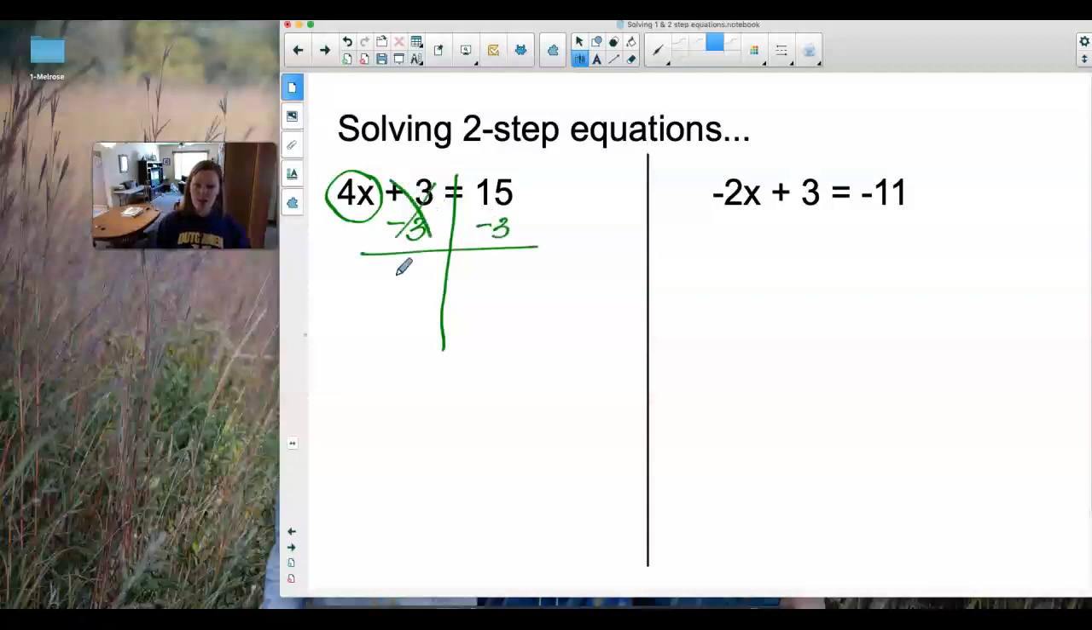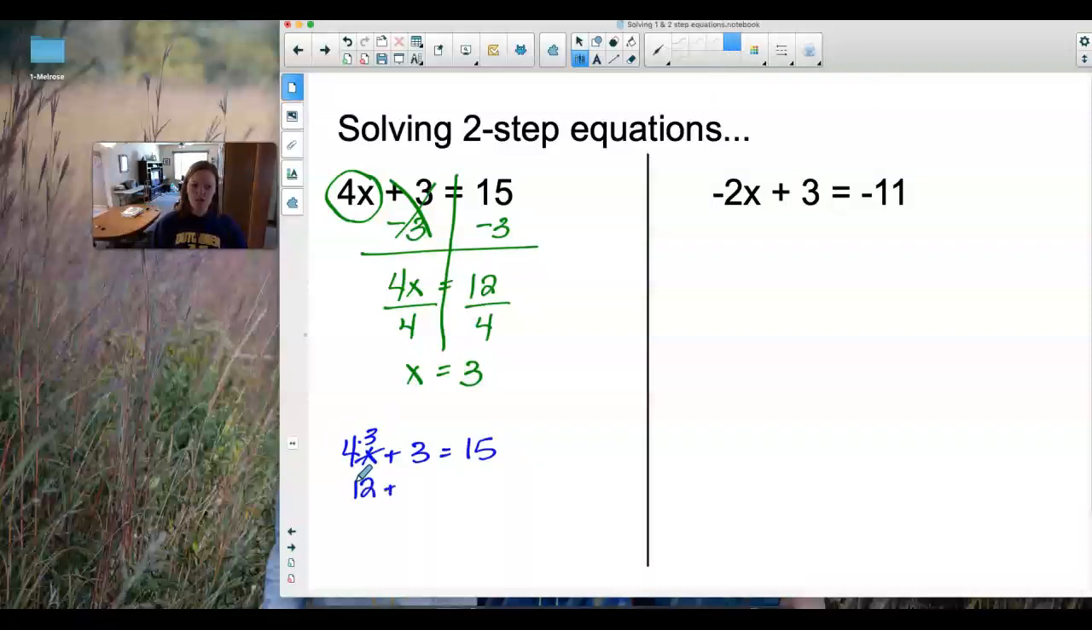These cross off. We have 4x equals 15 minus 3 is 12. And then we divide by 4. And we get x equals 3. We can check to make sure that that works. We get 4x plus 3 equals 15. And we're going to put 3 in for x. So 4 times 3 is 12, plus 3 is 15, and my answer works.